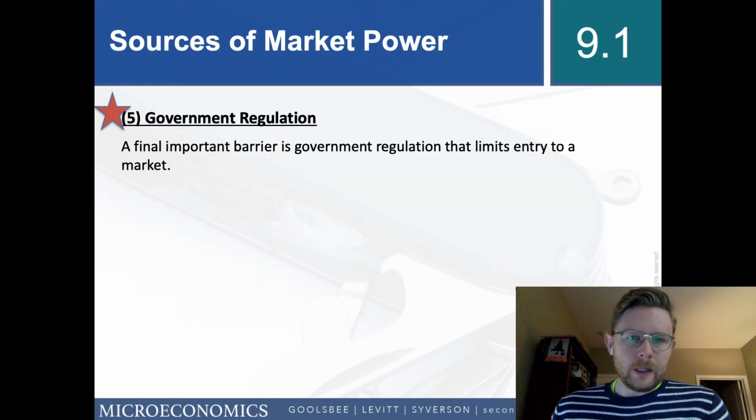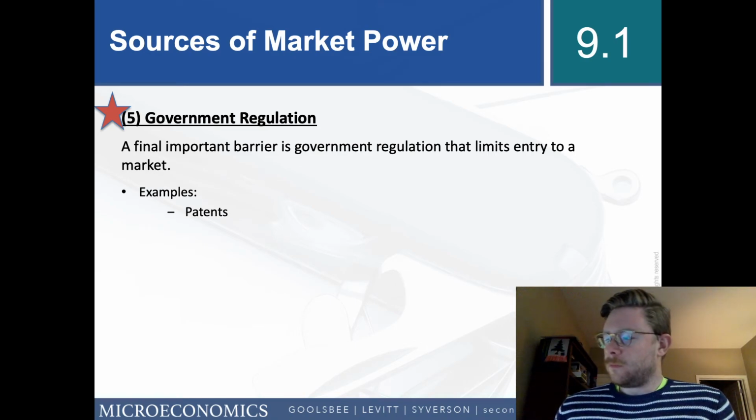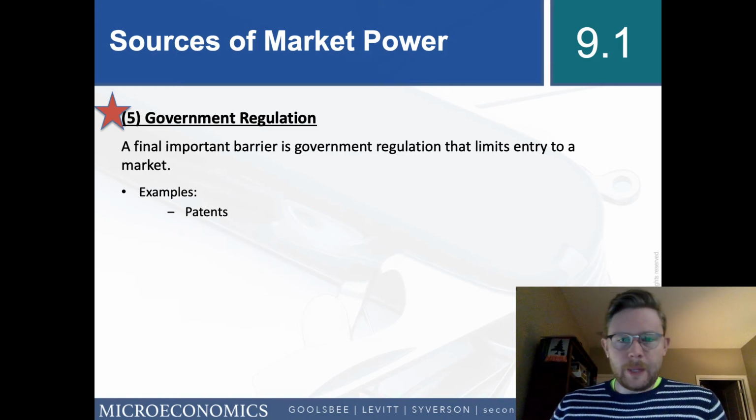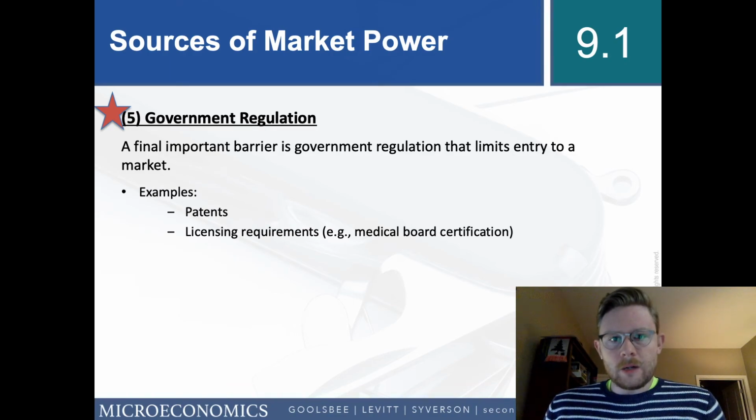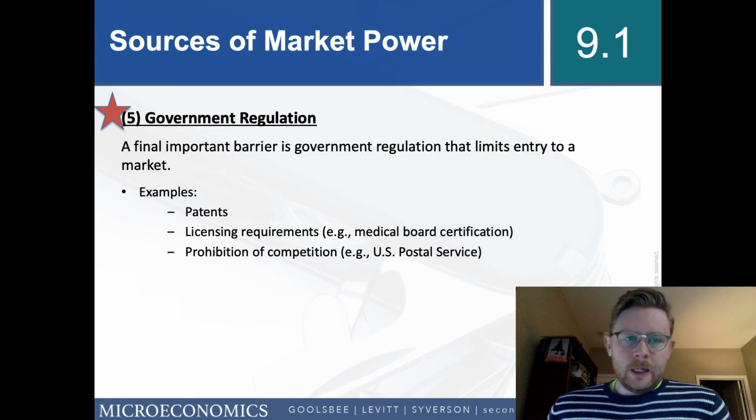And then the last source of market power is government regulation. Government regulation can limit entry into a market. Patents provide a sort of guarantee of intellectual property for new firms that prevents other firms from using the patent. Licensing requirements are similar. A lot of occupations, from barbers to medicine professions, have certifications that they must pass first. And because you have these certifications, it limits the ability of new suppliers to enter into the market. And sometimes the government just prohibits competition.